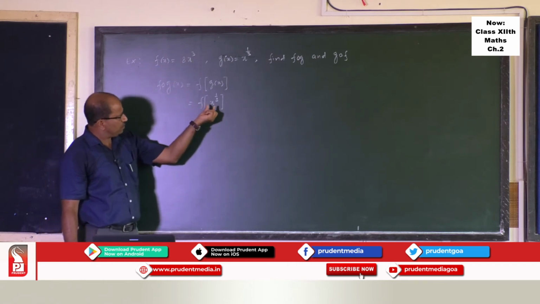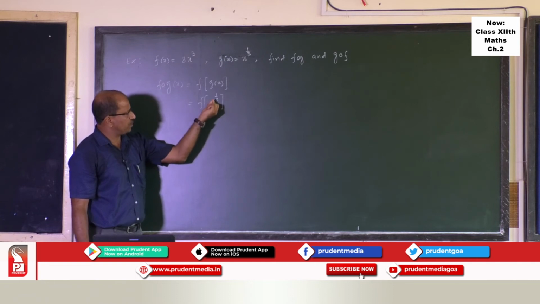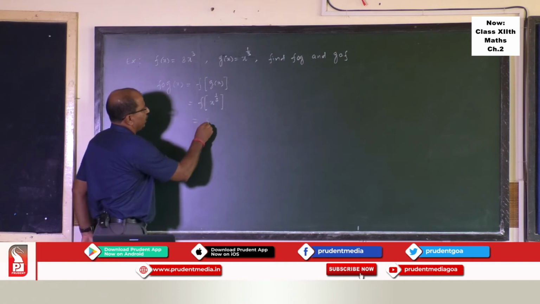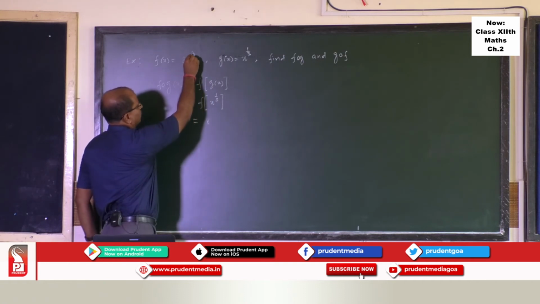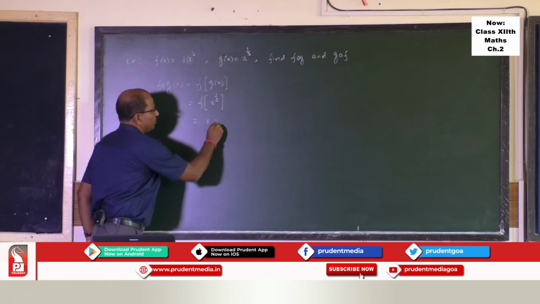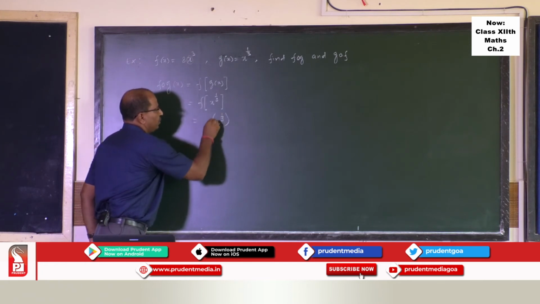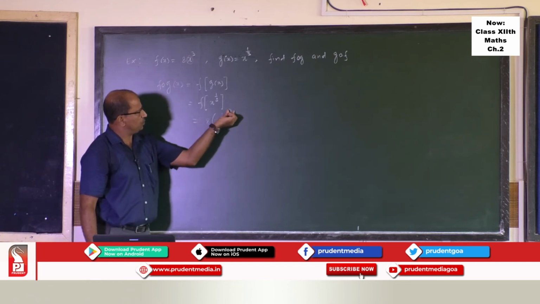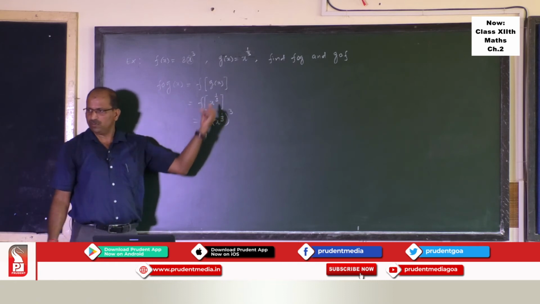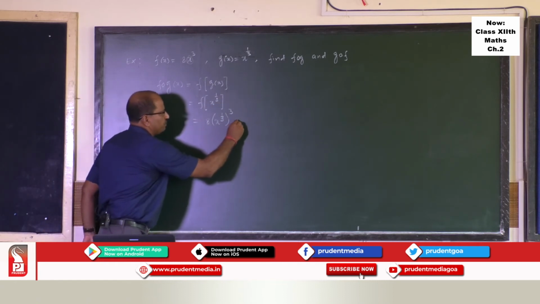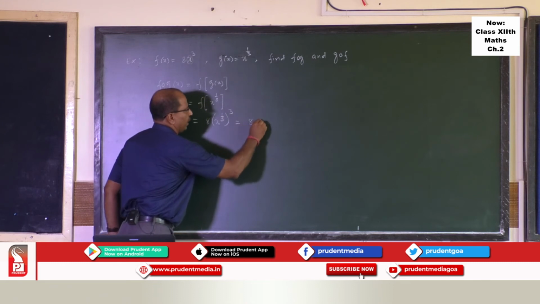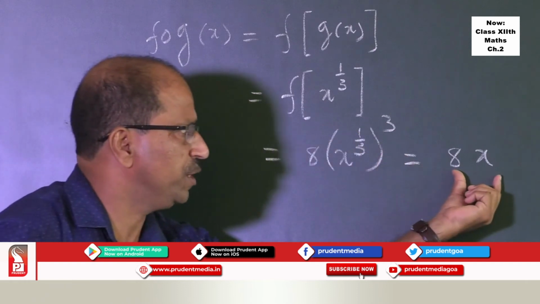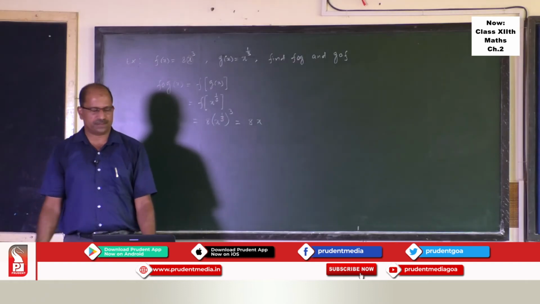And what is our star here? It is x raised to 1 by 3, and therefore, in place of x we have to put x raised to 1 by 3, the whole cubed. 8y cubed, and what is our y here? x raised to 1 by 3. If you simplify this, it is 8x. So f composite g of x is equal to 8x.